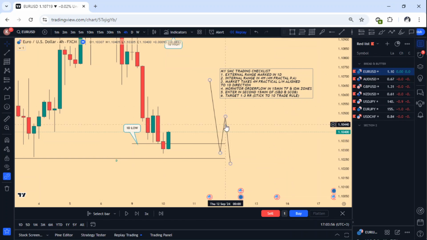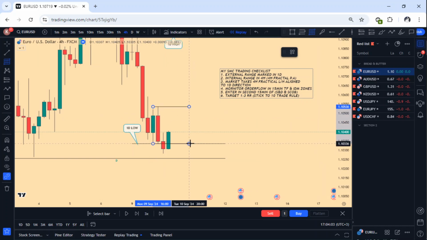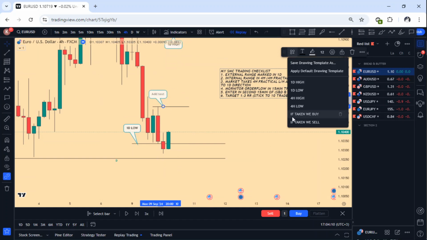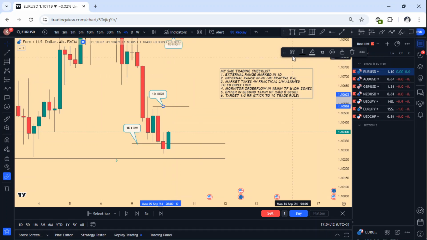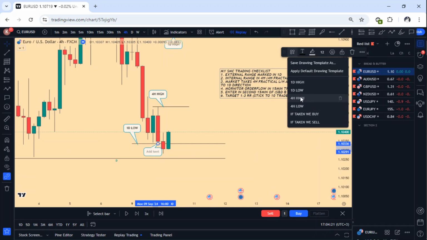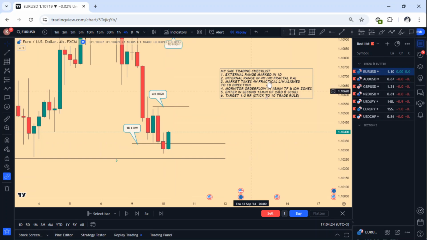ready to sell. So let me mark my fractals. Ideally, if this one had not been taken, this would have been my fractal lows. So this is what I would call 4 hours fractal high, and then this would be 4 hours fractal low that I'm expecting to be taken so that I can sell. So if this 4 hours low is taken, we should be selling. So rightly when I wake up in the morning, it's already taken.